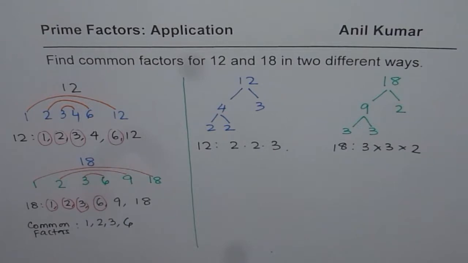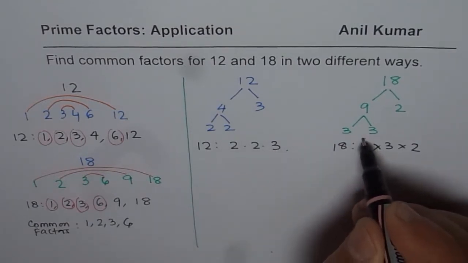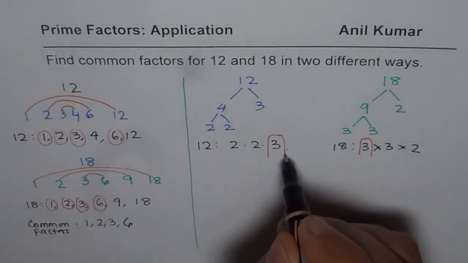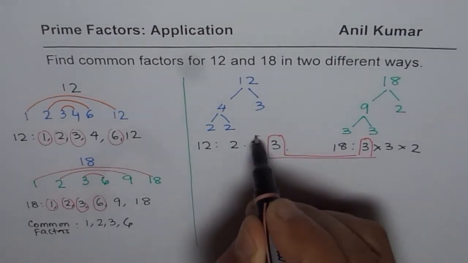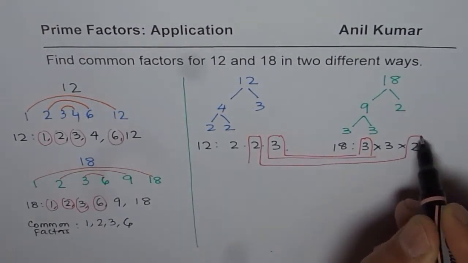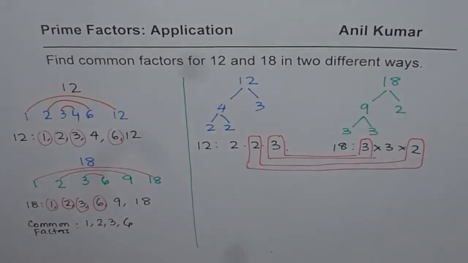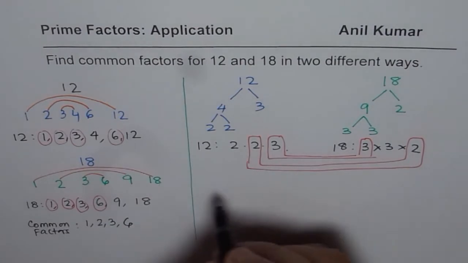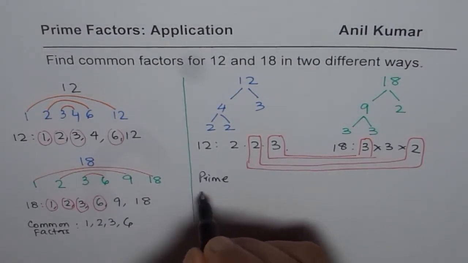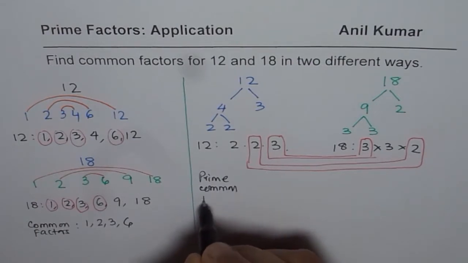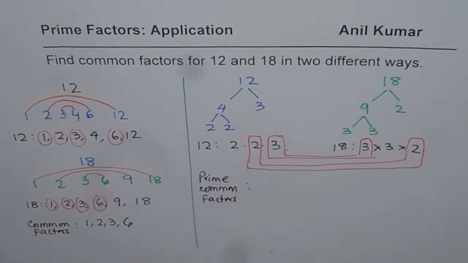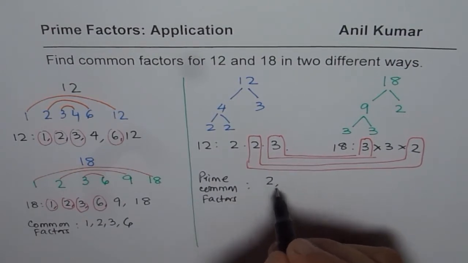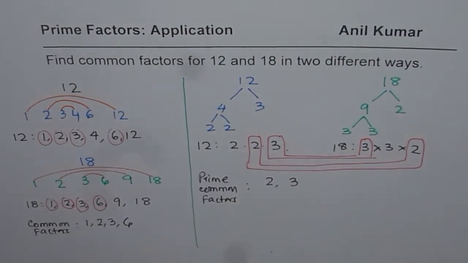Now we need to find common factors using these prime factors. How do we find common factors? From the prime factors, let us circle which are common. 3 is common, correct? And one of the 2's can also be taken as common, right? So the prime common factors are 2 and 3.